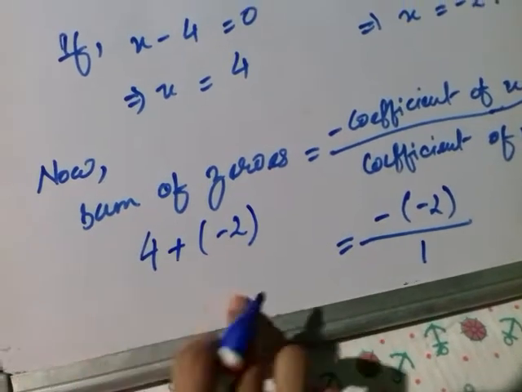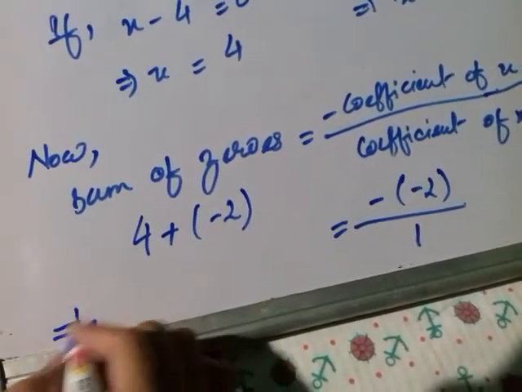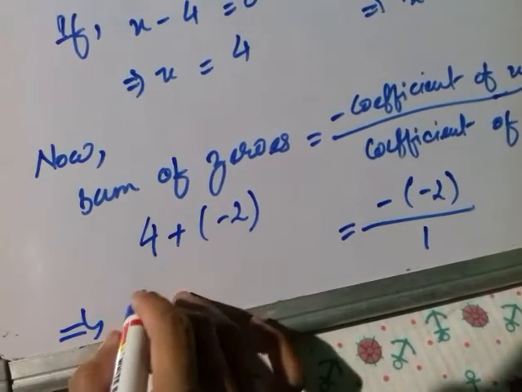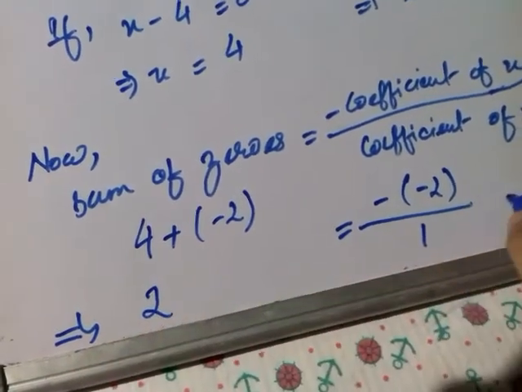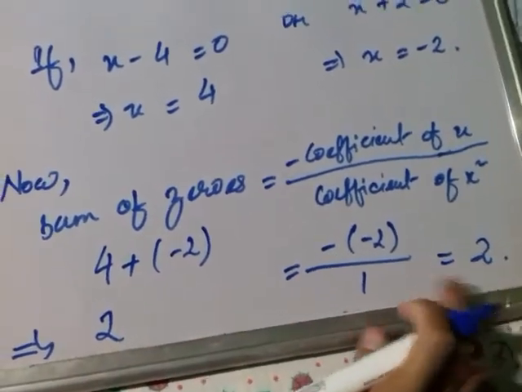Then you will check whether it is correct or not. 4 plus minus 2, that means 4 minus 2 is 2. So sum of zeros is 2 and 2. Correct.